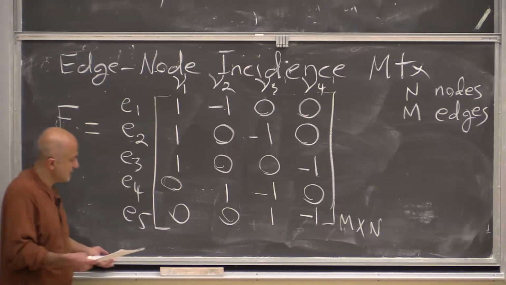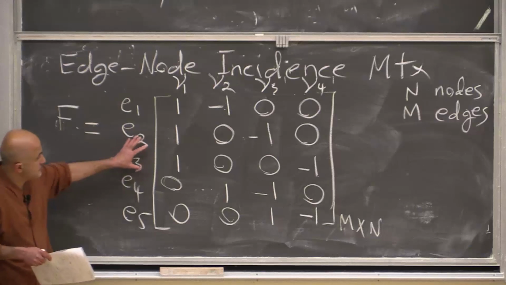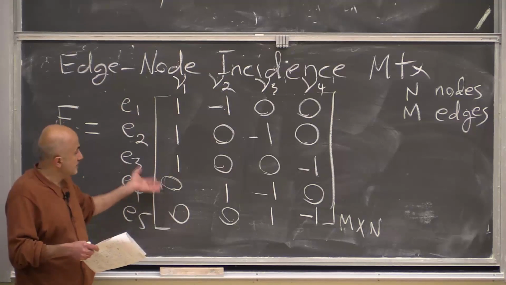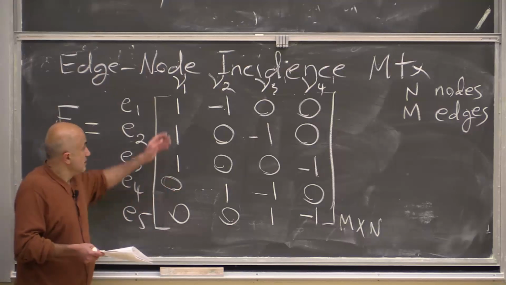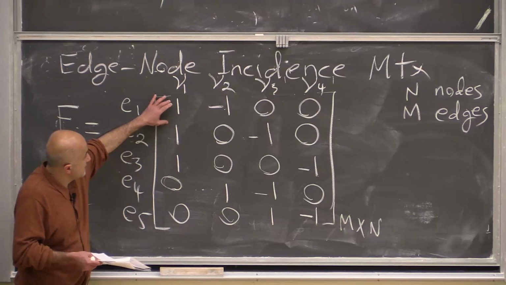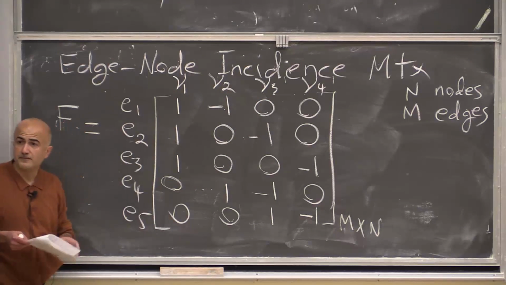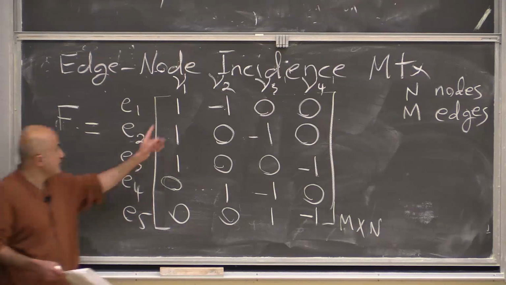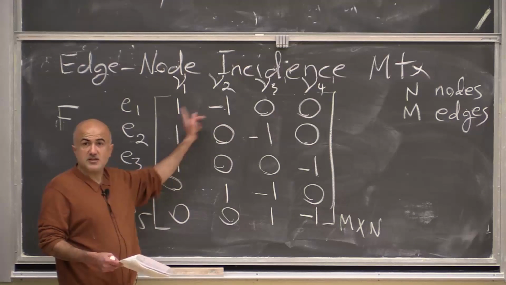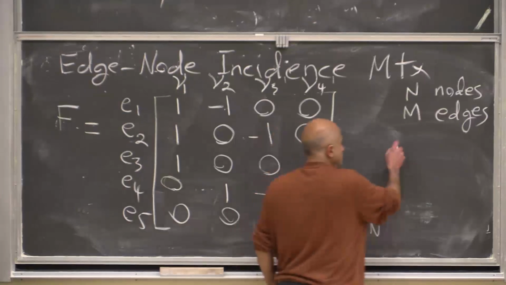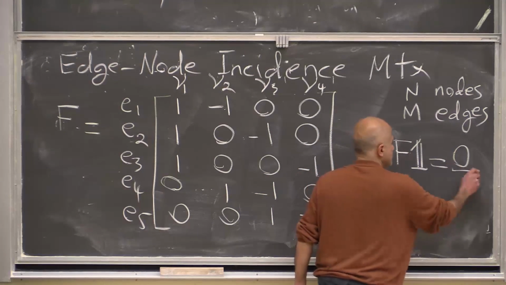Cool. Now, notice there's a very special structure with this matrix. First of all, it's sparse. There are a lot of zeros in this matrix. And in large circuits, there will be a lot more zeros. The second feature is that each row sums to 0. Right? In each row, I only have 2 non-zero entries. They're 1 and -1, and they sum to 0. So F times the all ones vector gives me the 0 vector.